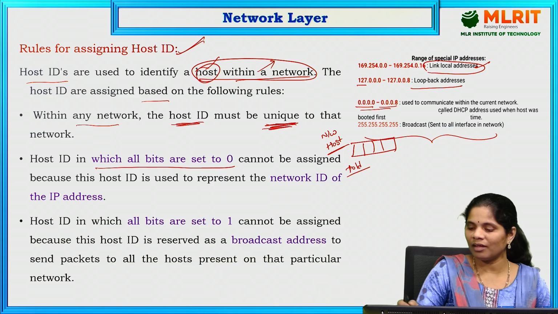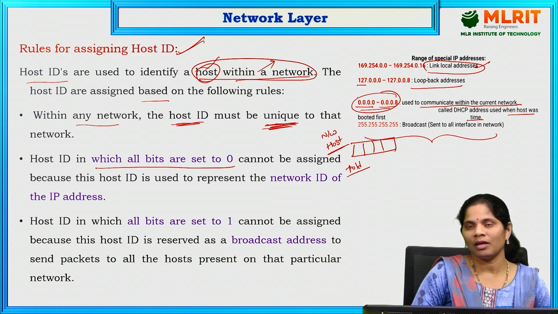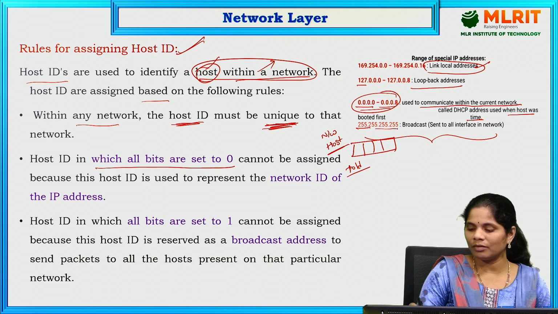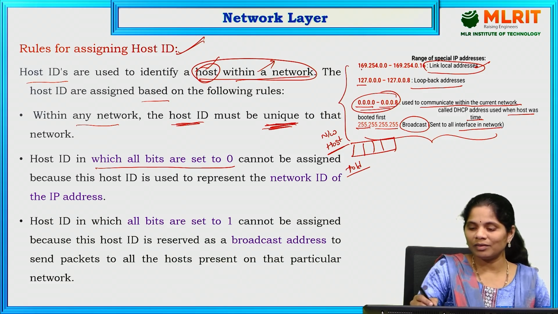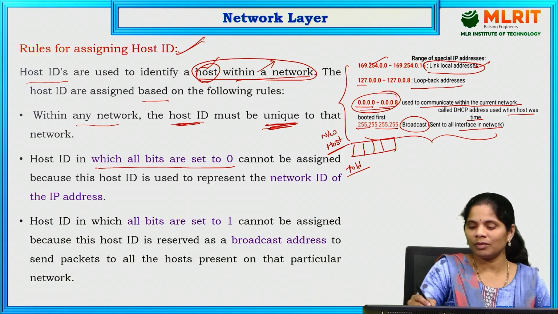This range is allocated for communicating within the current network, and is used for DHCP when the host is starting up. For that purpose, we have to use this particular range. And 255.255.255.255 is also allocated as the broadcast address, sent to all interfaces in the network. For that purpose, we use these special addresses. We are not using these addresses for our own devices. These are all special ranges of IP addresses, provided by the internet service provider only.